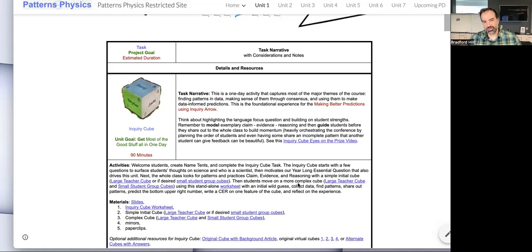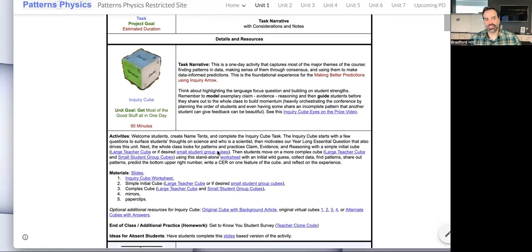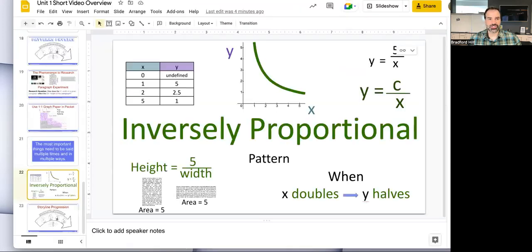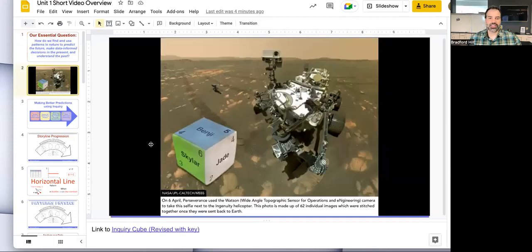So here we just saw the whole unit. Now we're going down to a task level, and you can see there's some task narrative and then a bunch of resources. If you went minute by minute, you can then go all the way into the slides. I'm going to show just 2 key slides. This unit is the one that gives us our essential question. And here's just a little picture. It's just a fun storyline.